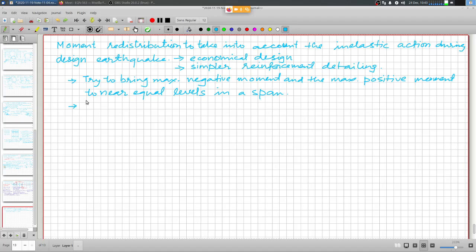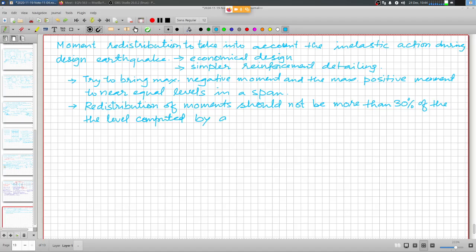In order to avoid very large deformations and other secondary effects coming into play, we ensure that this reduction, this redistribution of moments, should not be more than 30% of the level computed by an elastic analysis.